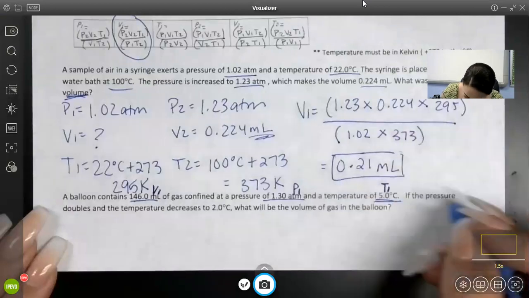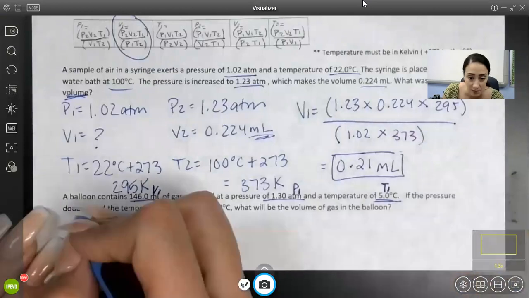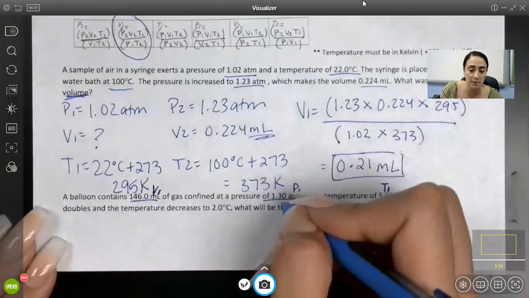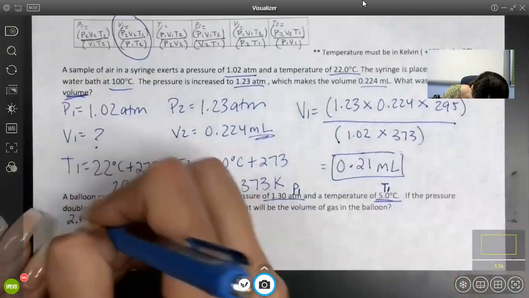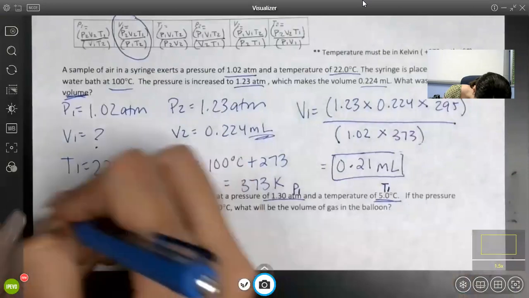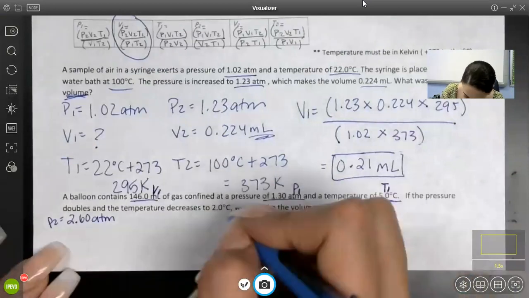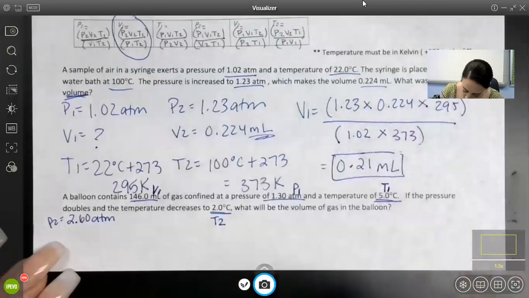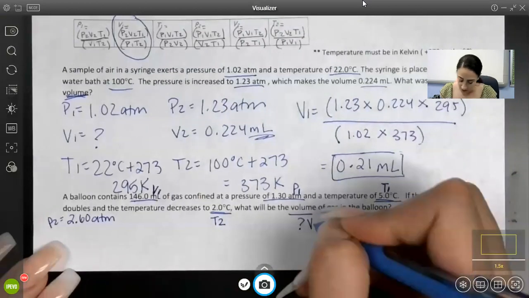If the pressure doubles, okay, so it's saying the pressure is going to double. So we are going from 1.30 and we're doubling that. So that means that pressure 2 is going to be 2.60 atm. And then the temperature decreases to 2 degrees Celsius. So this is our second temperature. It wants to know what will be the volume. Okay, so we are looking for volume 2.